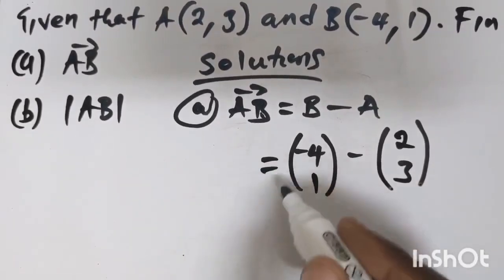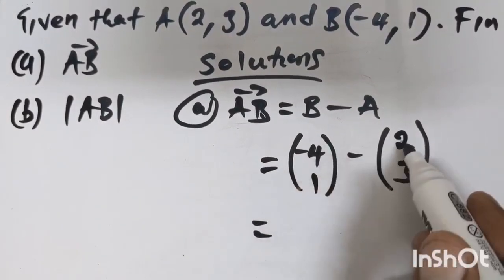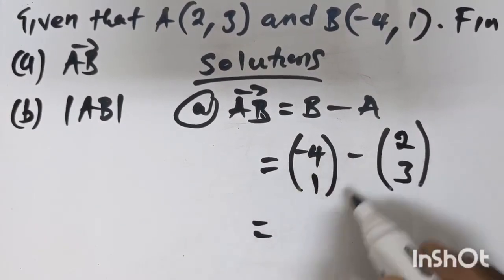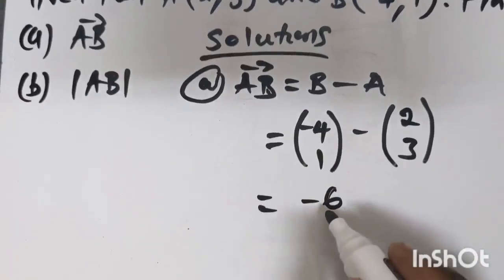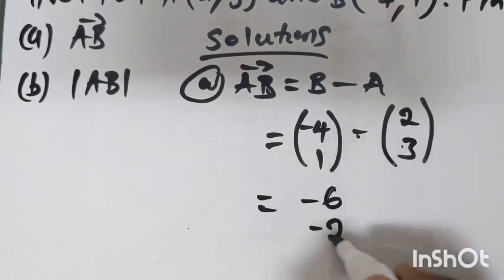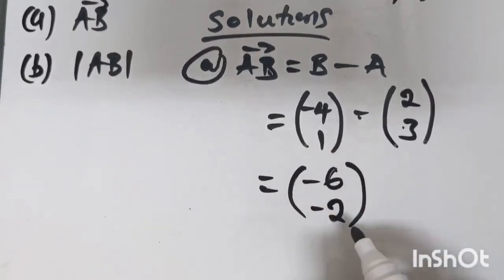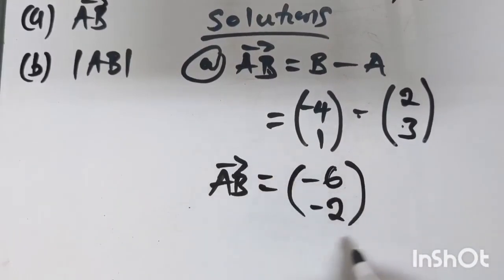So we can say that is -4 minus 2. So -4 minus 2, it is -6. Then 1 minus 3, that is -2. So this is AB, okay, that is AB.